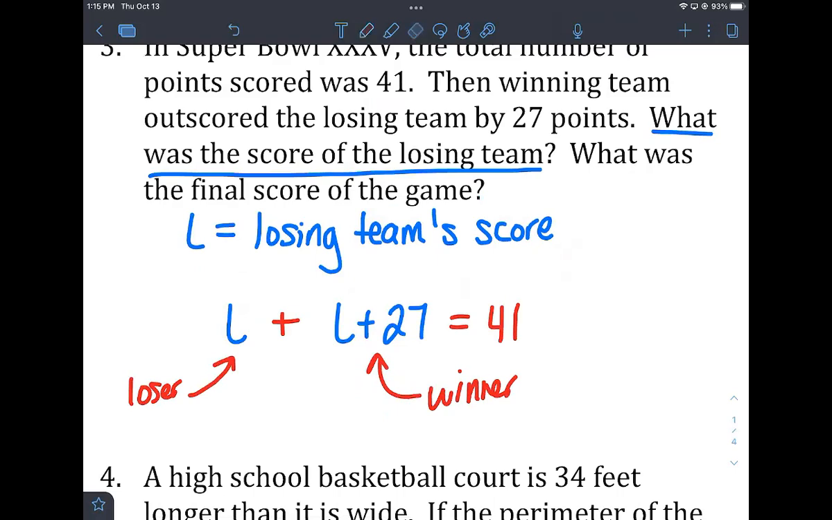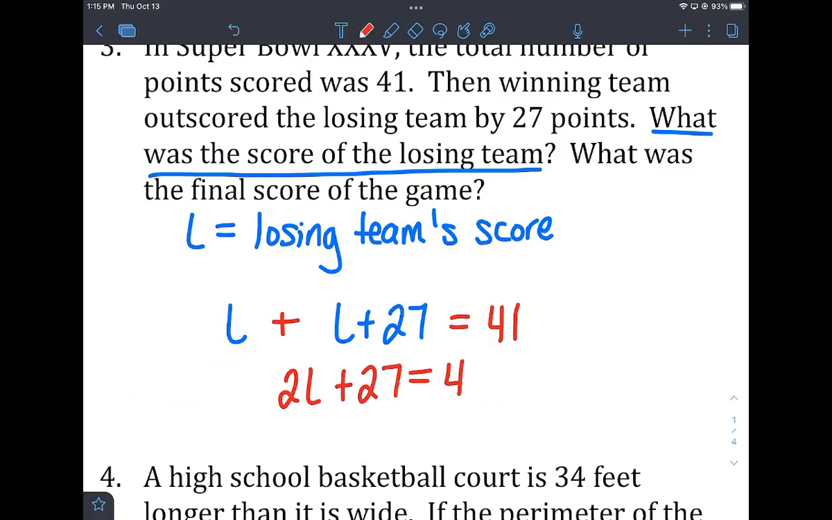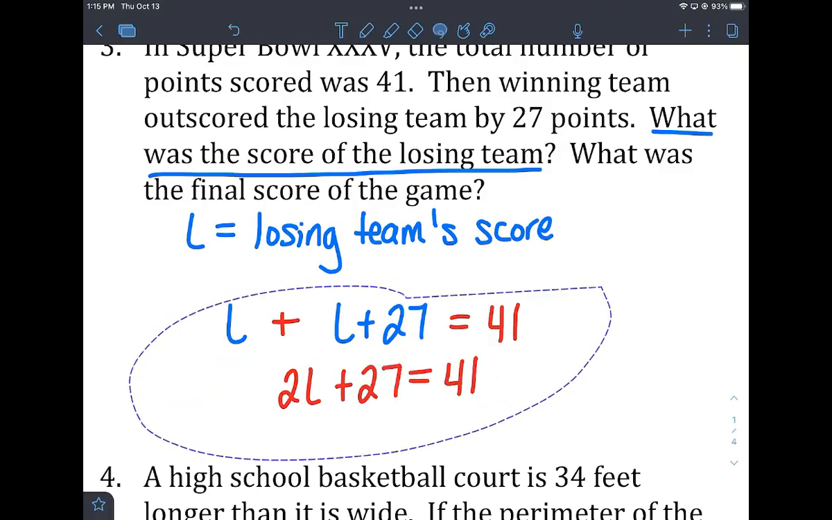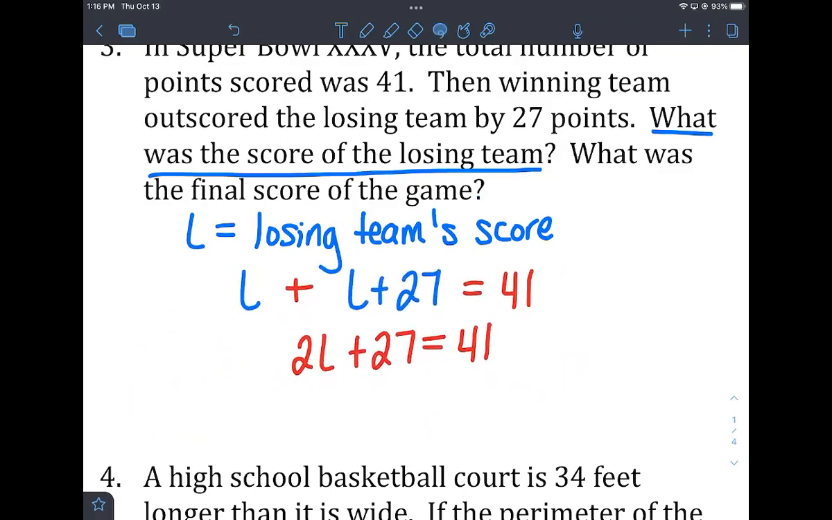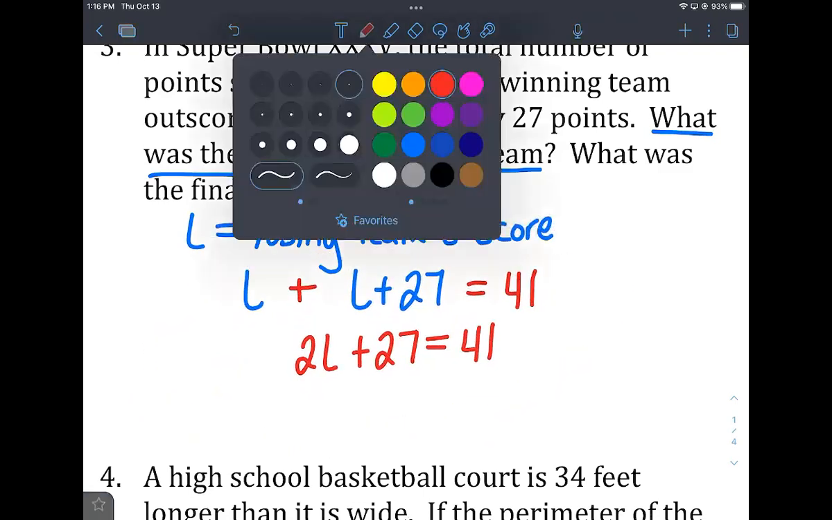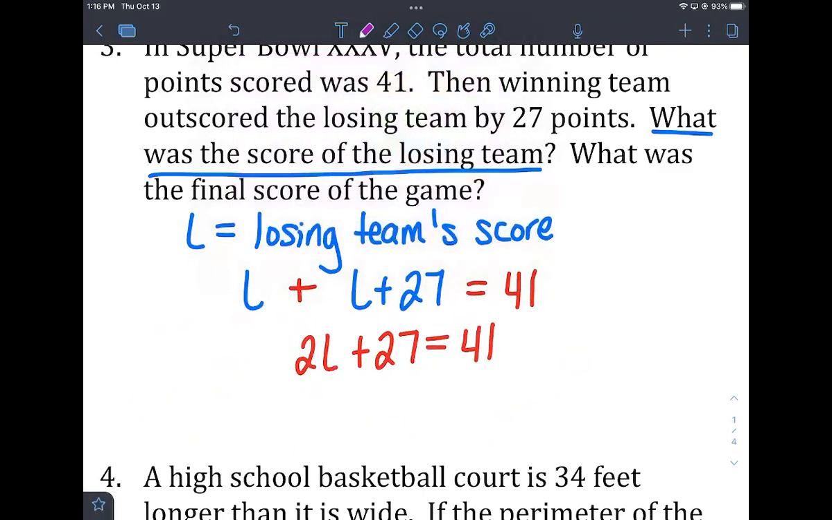Okay, so when we combine our like terms, what do L and L make? Haley? 2L plus 27 equals 41. So I'm going to do the bare minimum amount of work here. What you're seeing me write is the bare minimum that I would want you to write, meaning I'm not going to show you the in-between steps. How do I get rid of the 27? Subtract. That's right. What's 41 minus 27? 14. Okay. And divide by 2, Brian.